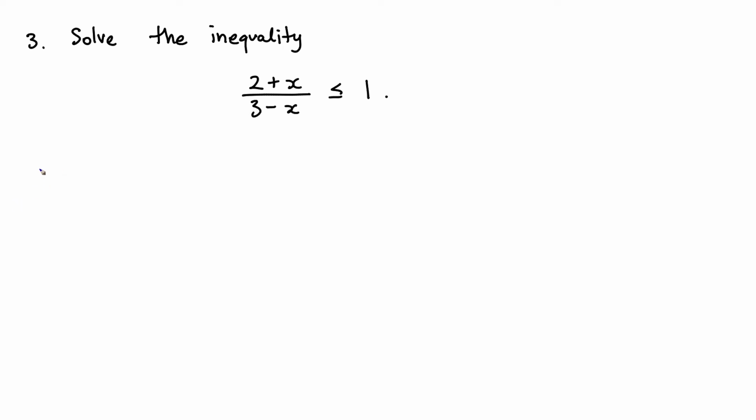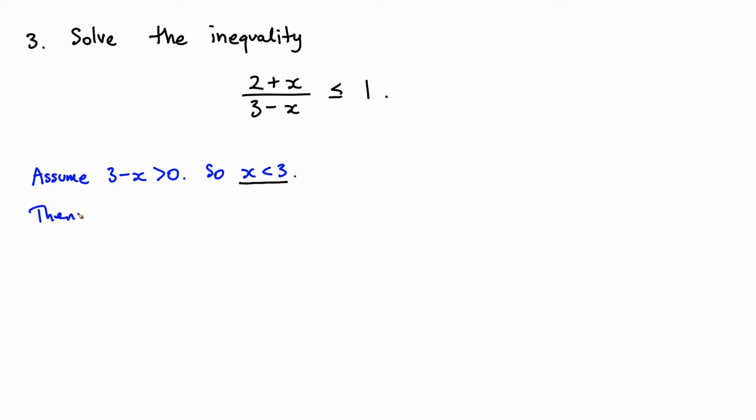So for the first case, we're going to assume that 3 - x is strictly bigger than 0. What does this mean in terms of x? Well, if you take the x to the other side, this means 3 is bigger than x, or if you like, x is strictly less than 3. And this is really important. Whatever we do the rest of this case, we have to remember that we must have x strictly less than 3.